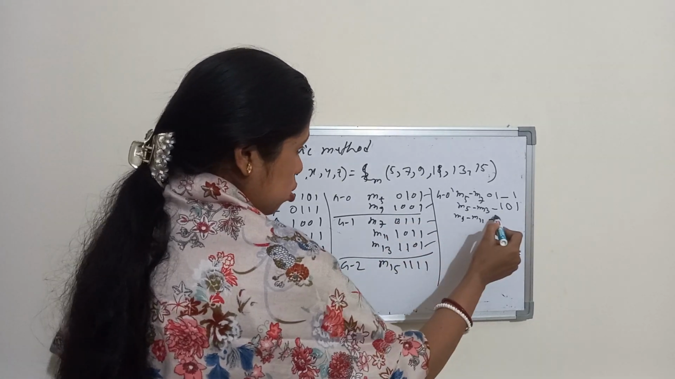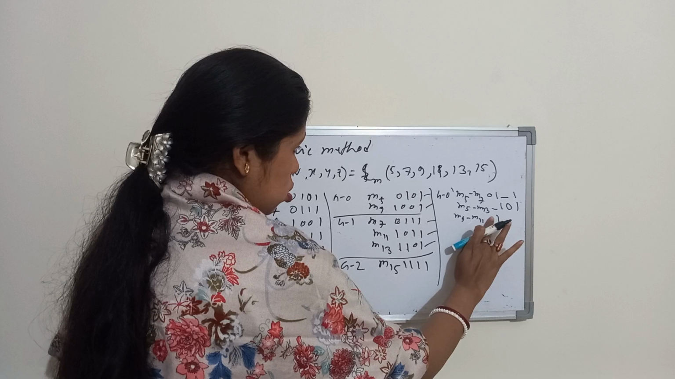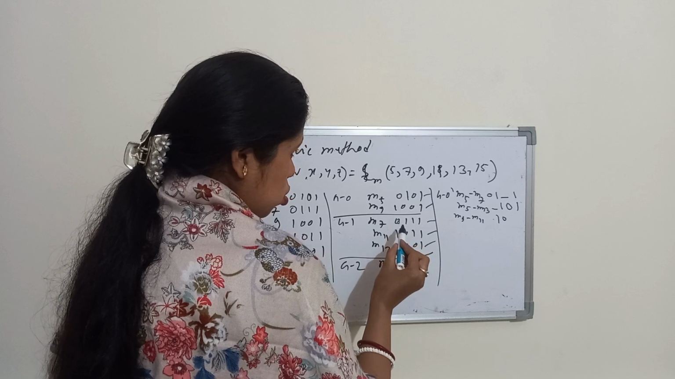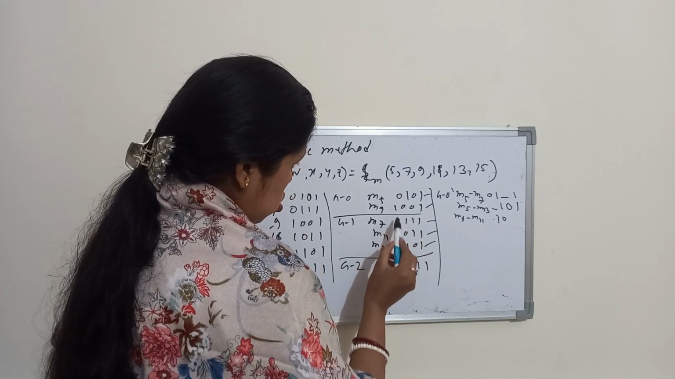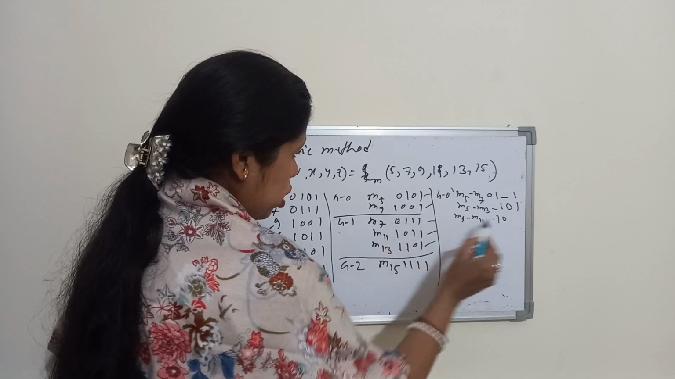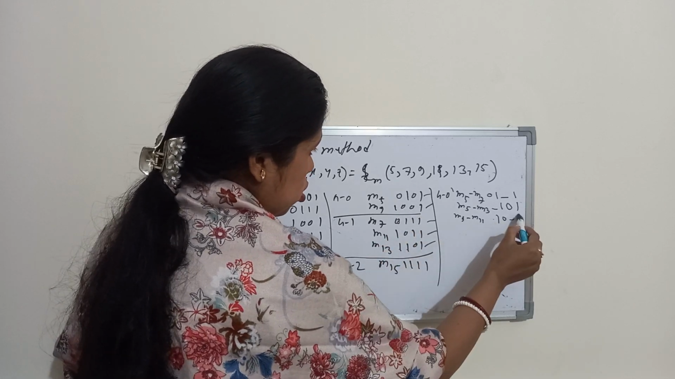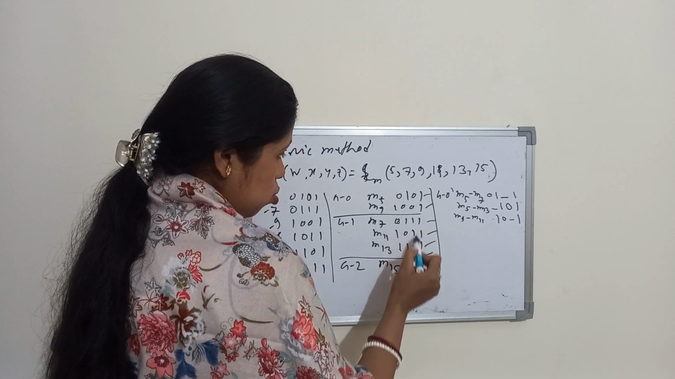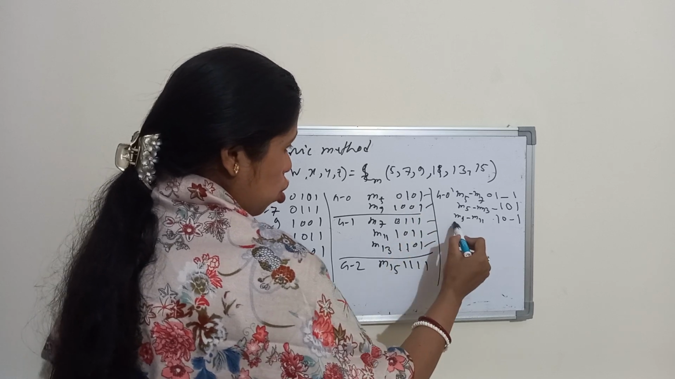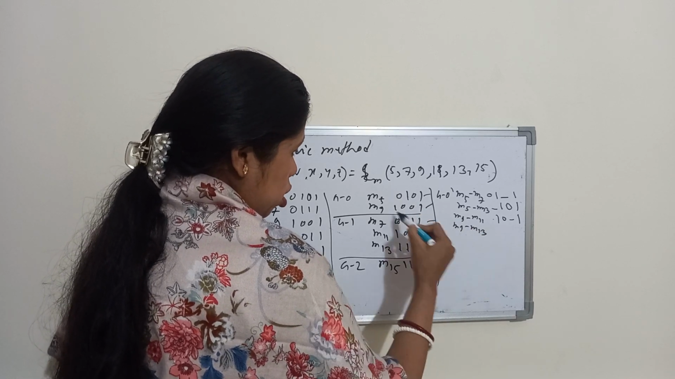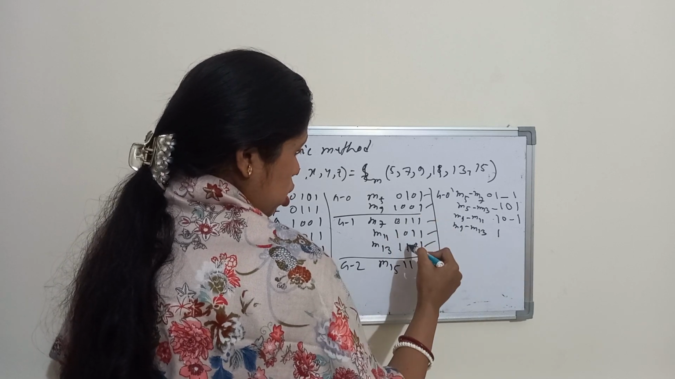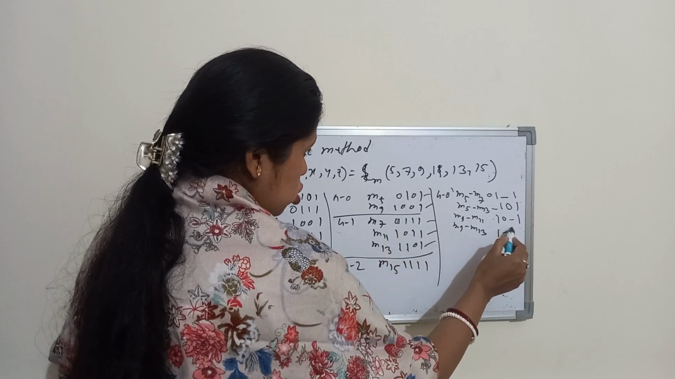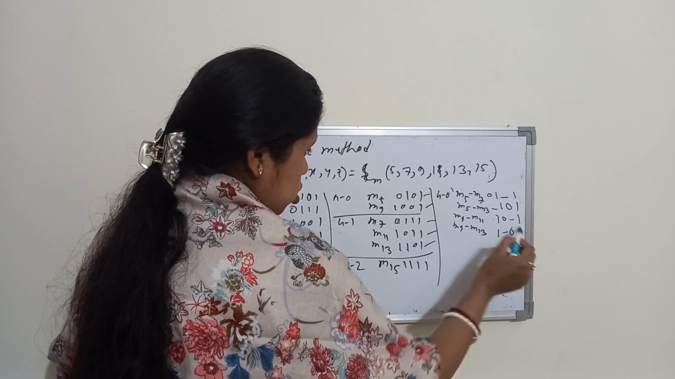And it is 1, 0, dash and 1. Now M9 with M13. So 1, 1 same, 0, 1 different, 0, 0 same, 1, 1 also same. So M9 also compares with M13. Okay, 1, 1 same, 0, 1 dash, 0, 0 same, and 1, 1 same.